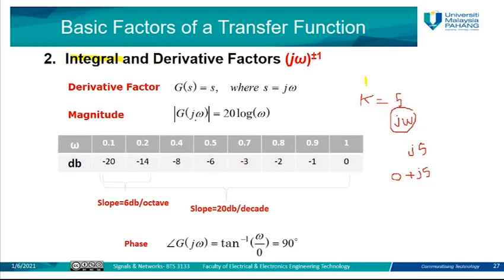So you are going to find the magnitude, which is 20 log omega, whatever the value of omega is. The value of omega will change based on the horizontal axis, as you can see here. So omega can be 0.1, can be 0.2, can be 1, can be 100, can be 1000. Whatever the value of omega is, it will change.